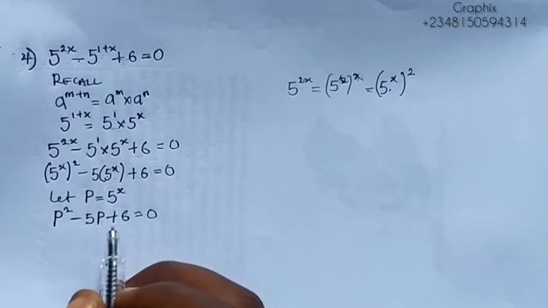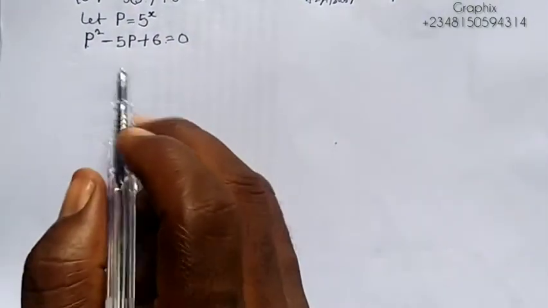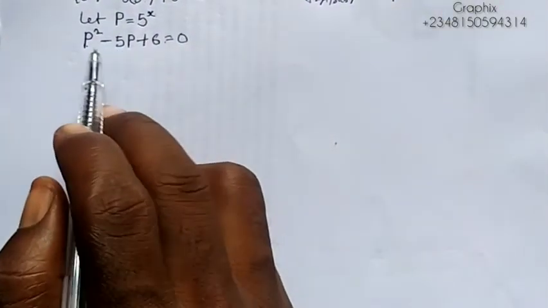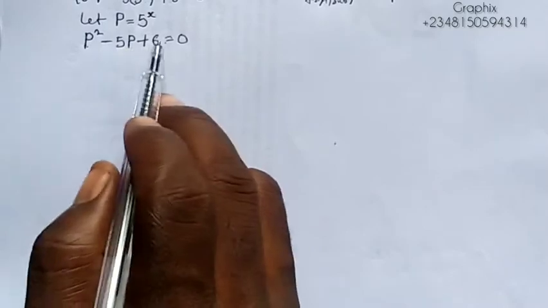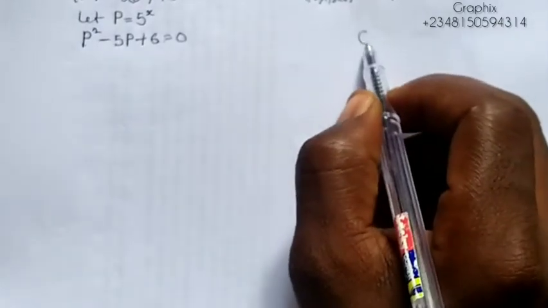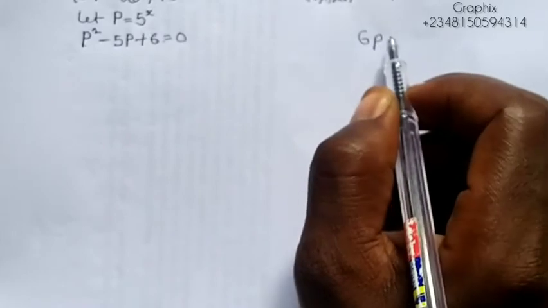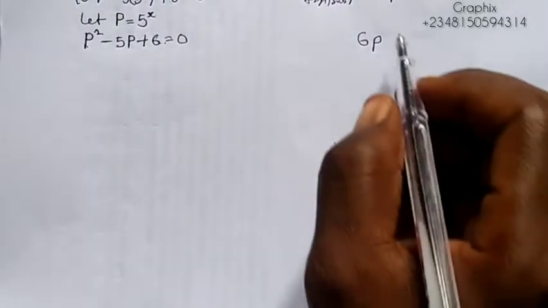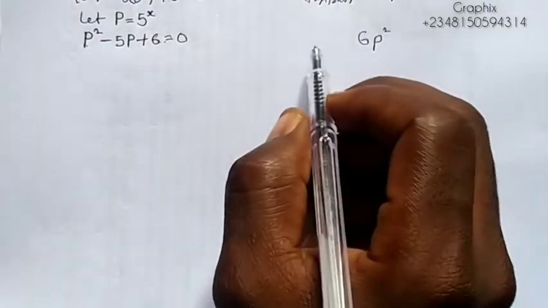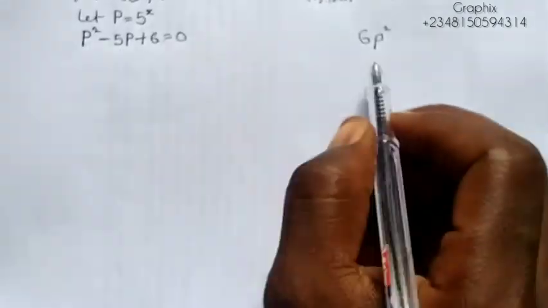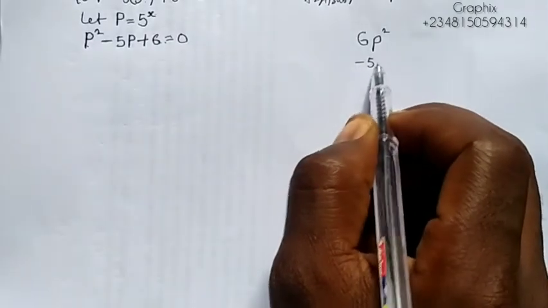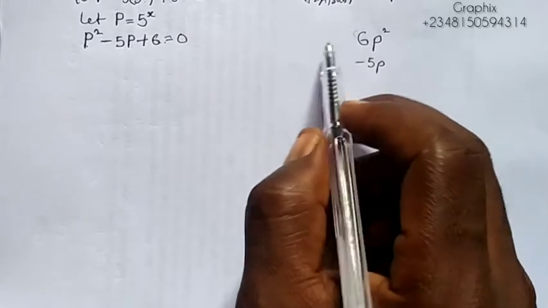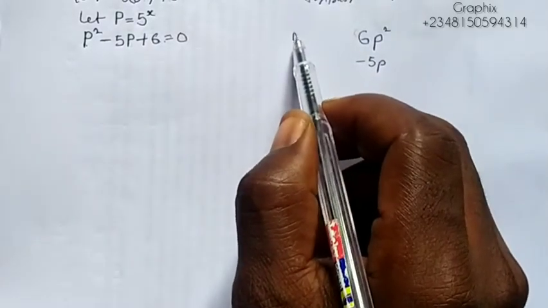So the first step, you look for two values. When you multiply these two here, 6 times p squared will give you 6p squared, right? Then we have the next one will be 5 minus 5p. So the first one is as a result of multiplication.